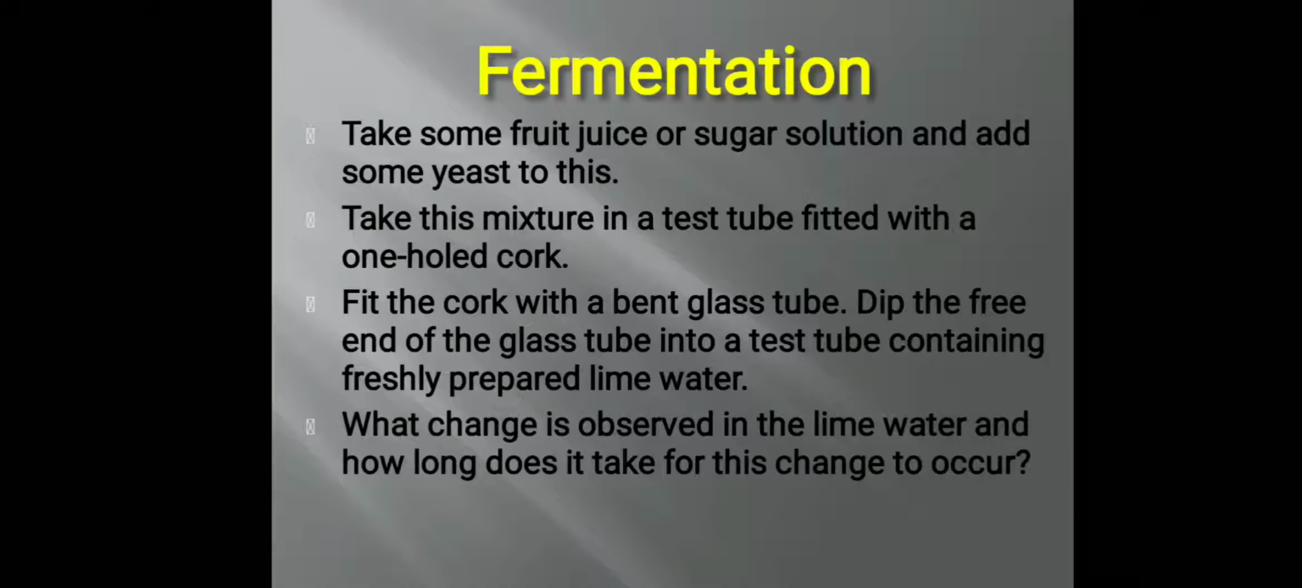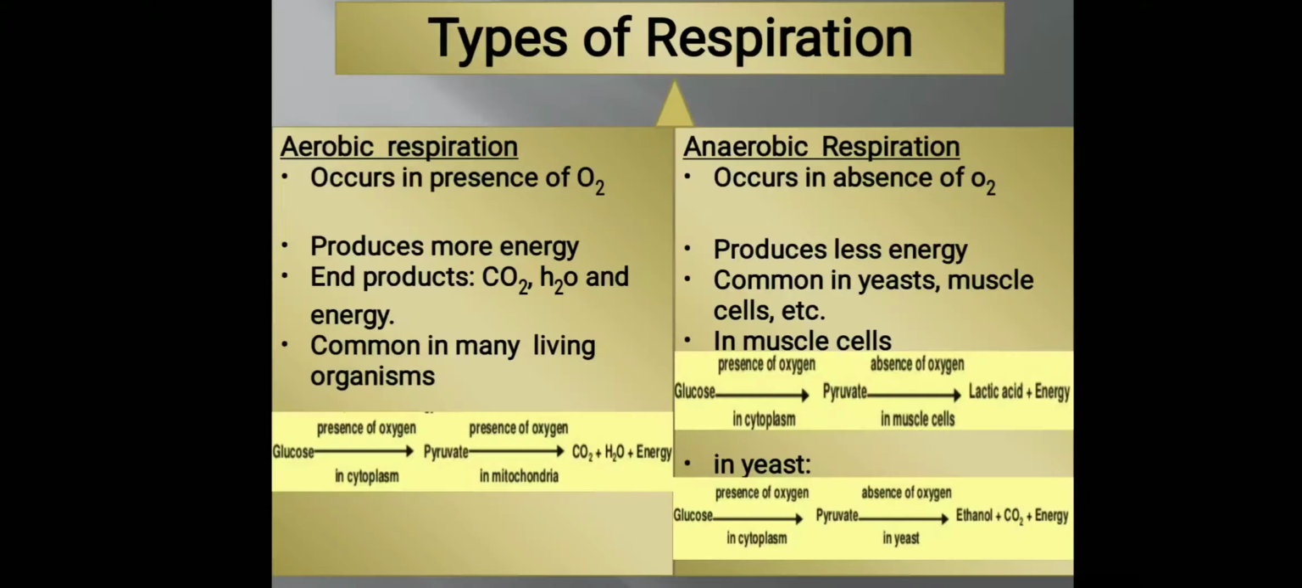And once you find out the answer to this question, you are able to understand 50% of the concept of respiration, my dear students, believe me. So looking at the first, second and third slides, we decide that respiration can be of two kinds. One is aerobic respiration, another is anaerobic respiration. Aerobic respiration takes place in the presence of oxygen, anaerobic respiration takes place in the absence of oxygen. Aerobic respiration produces more energy, anaerobic respiration produces less energy.